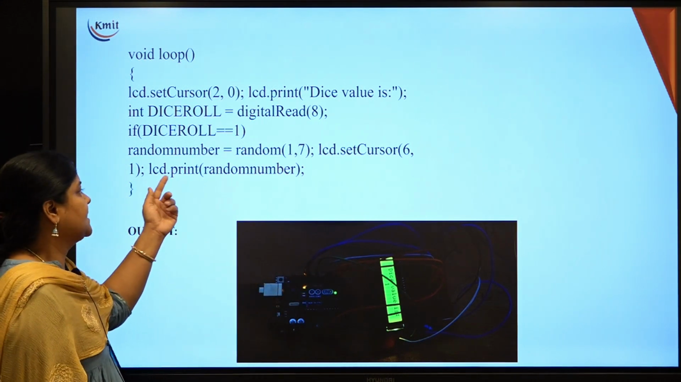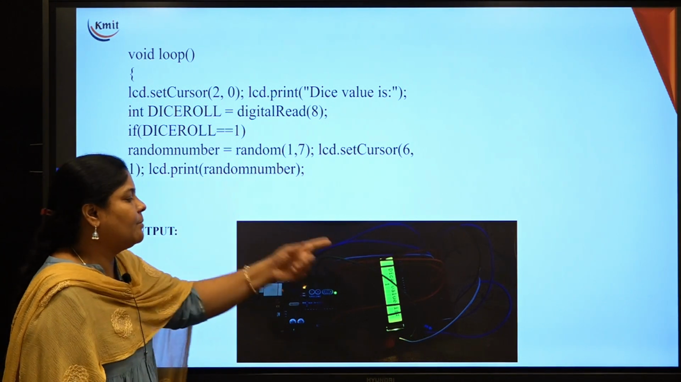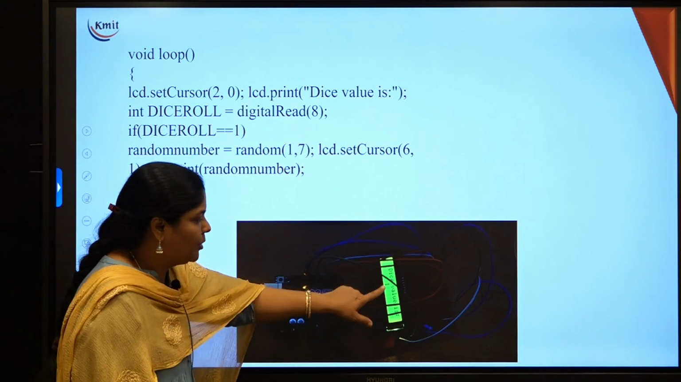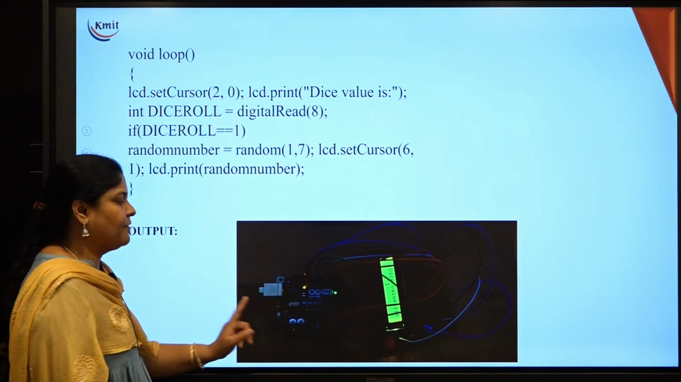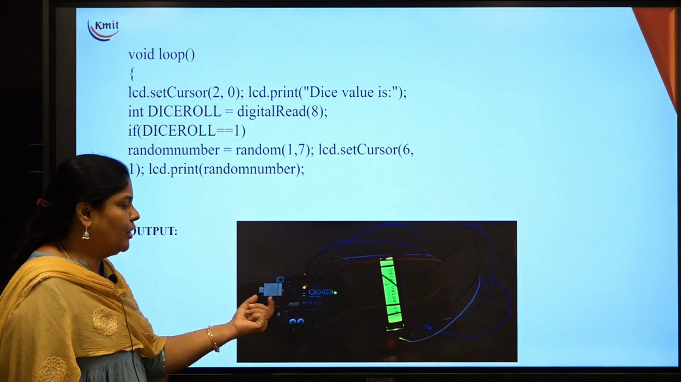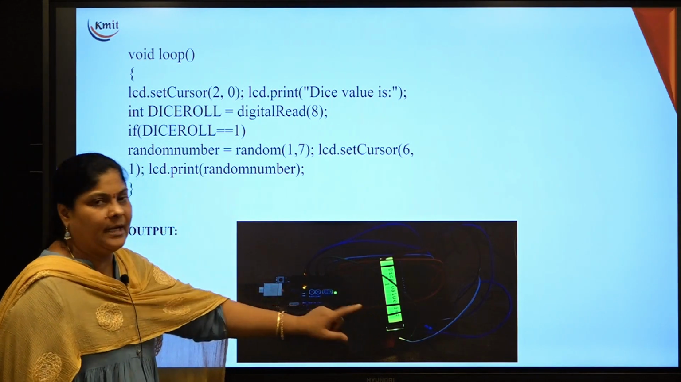That is why with lcd.print(random number), whatever number you are collecting here is the same number you are printing onto the LCD. So, finally you will be seeing the output like this on the LCD. After making the connections, you connect the Arduino board to the laptop and load this program, and then you will get the output like this.